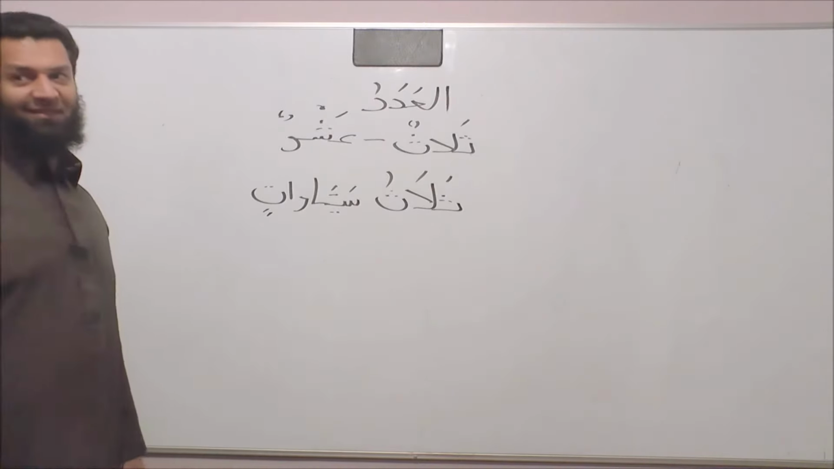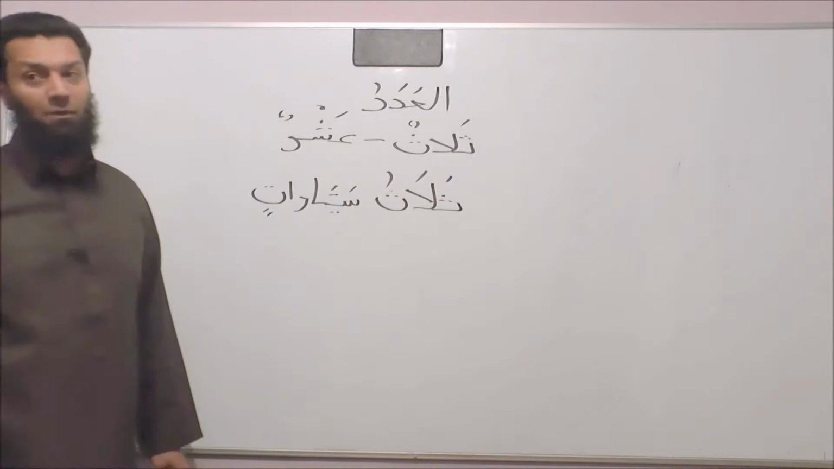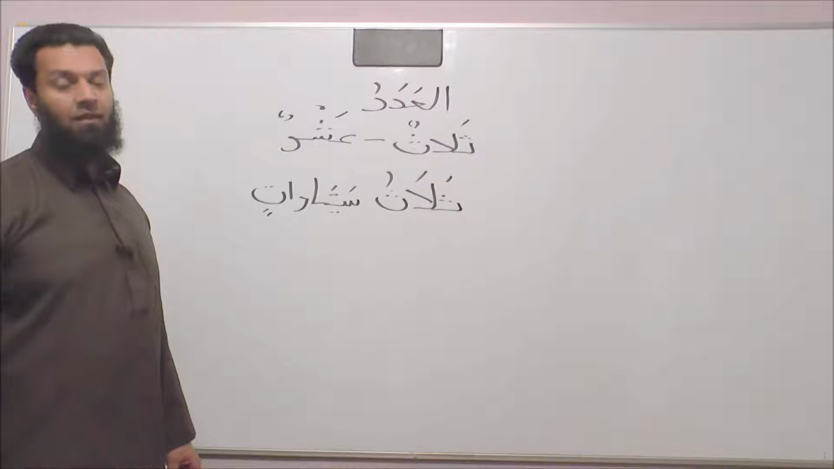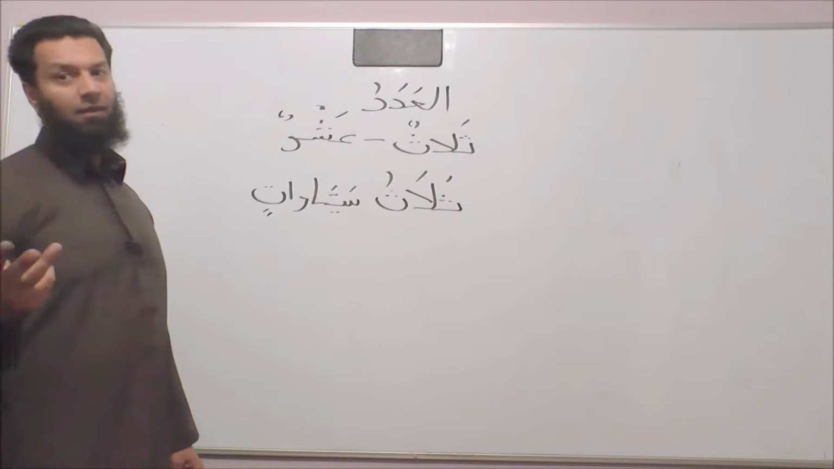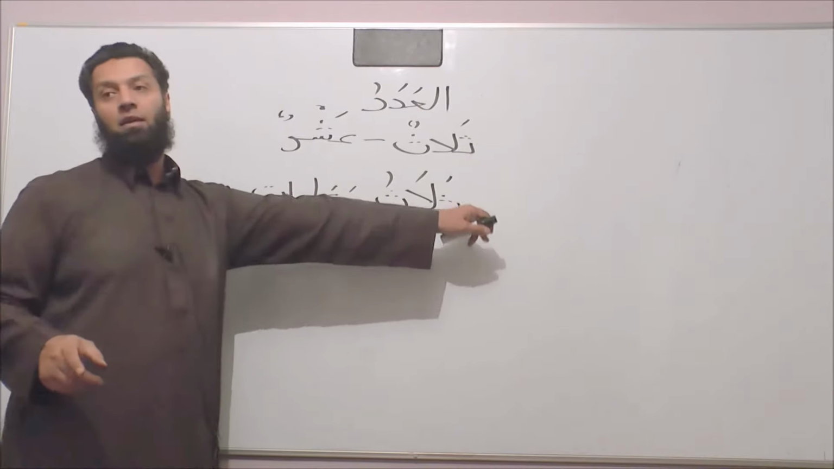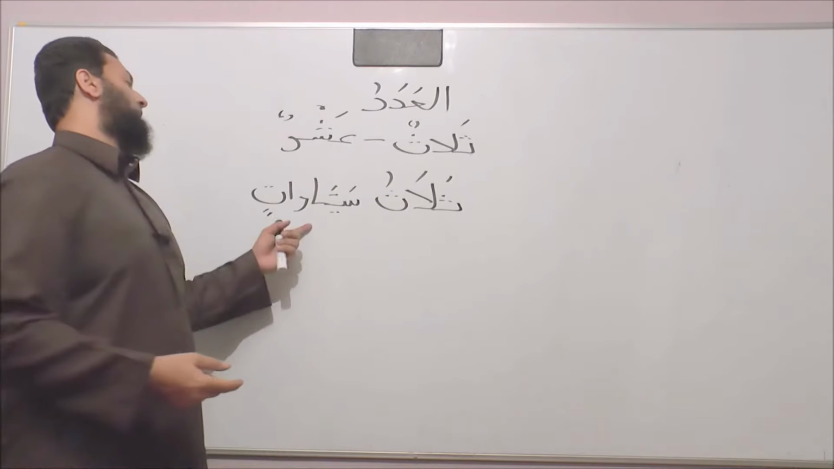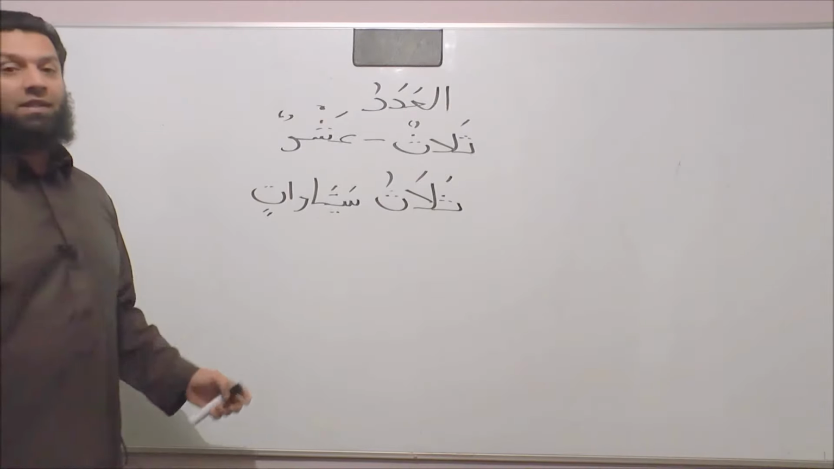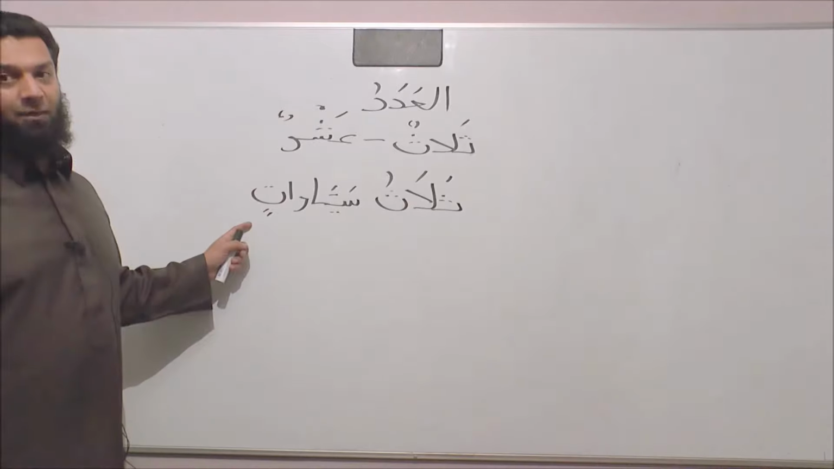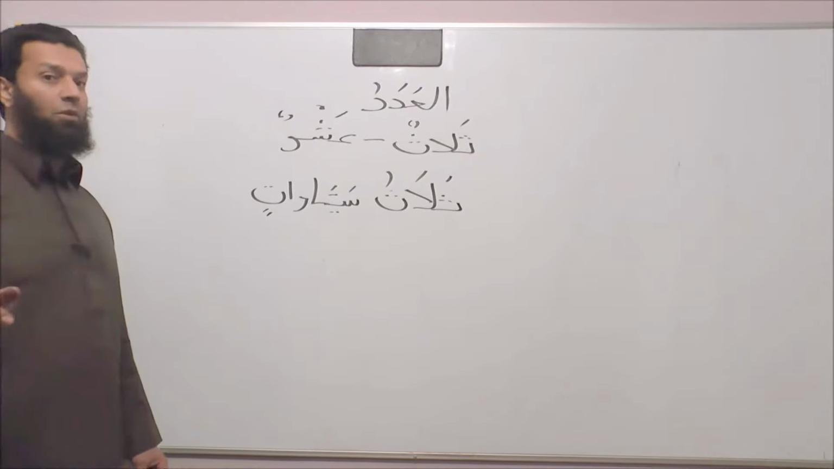Remember that the mudafun, which is the first ismun, can be in all 3 states, can't it? It can be marfu'un with a dhamma, mansubun with a fatha, and majrurun with a kasra. But it can't take al. You can never place al on a mudafun, can you? No. The second noun, the mudafun ilayhi, what state is that always in? Majrurun. That's the easy one. And the second one is that it does take the al. So that's important to remember.